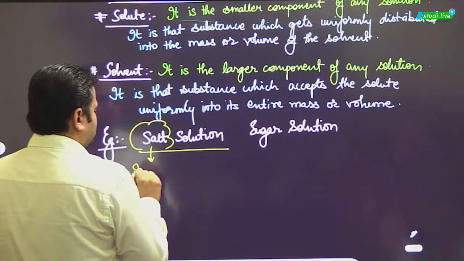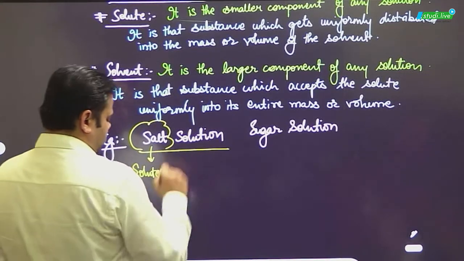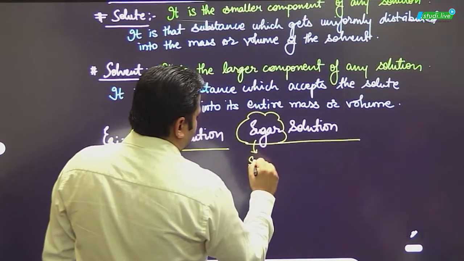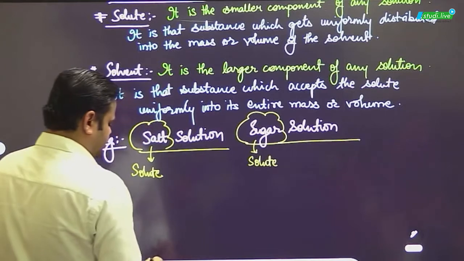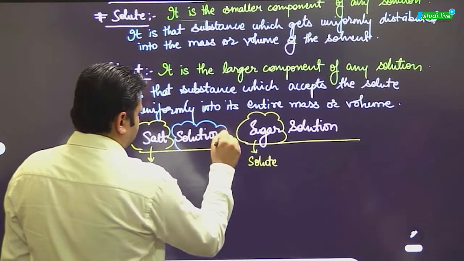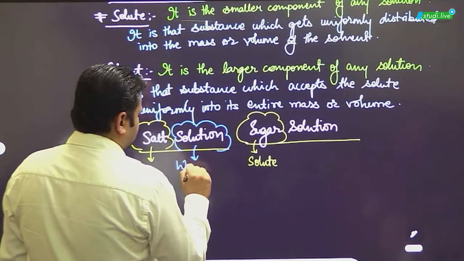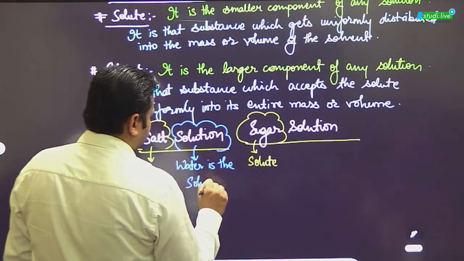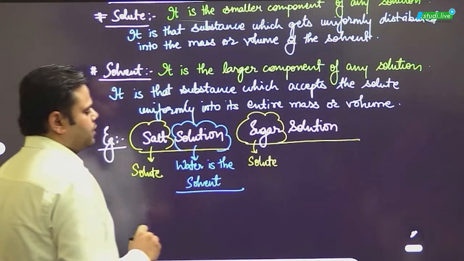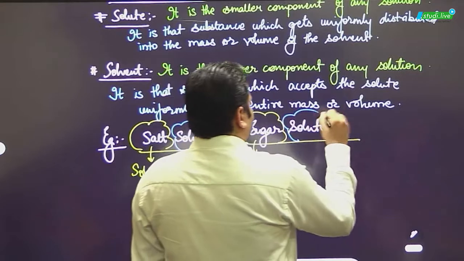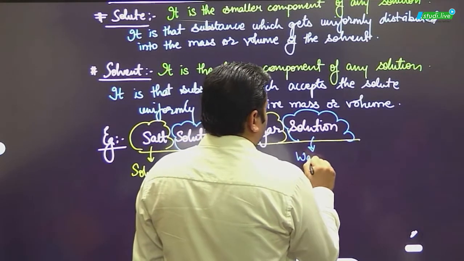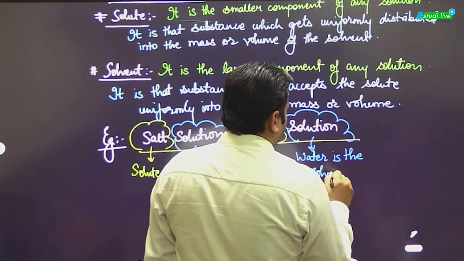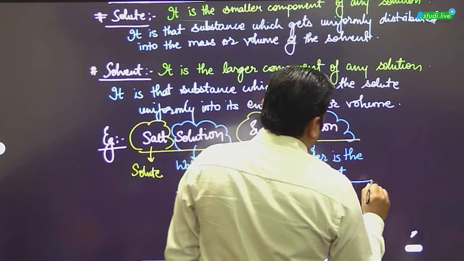This is the solute. Sugar solution. Sugar is the solute. Solution means water is the solvent. Again over here, solution means what? Water is the solvent. Water is the solvent.